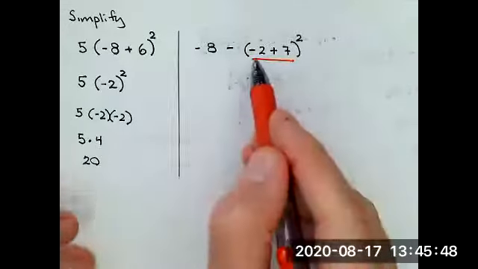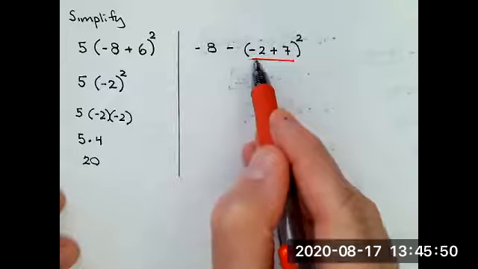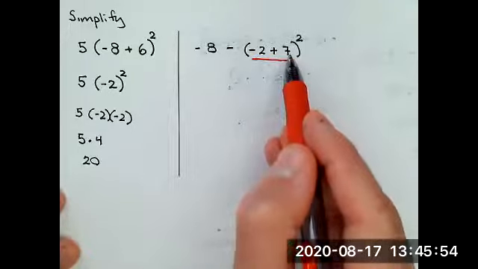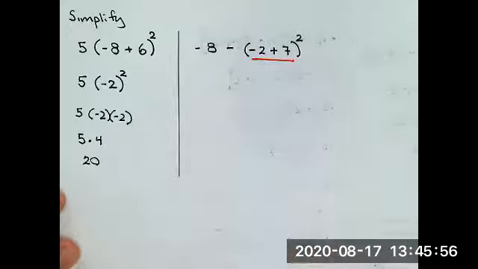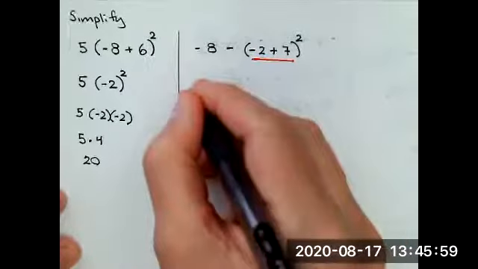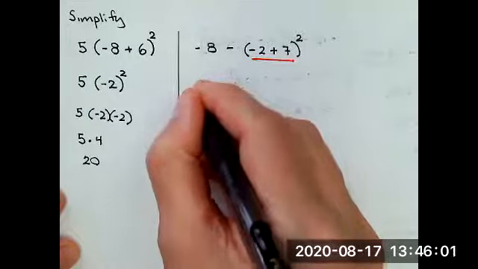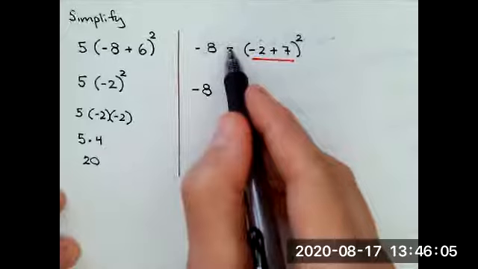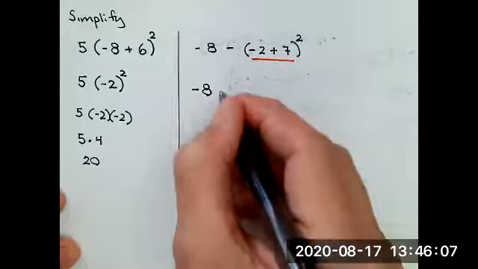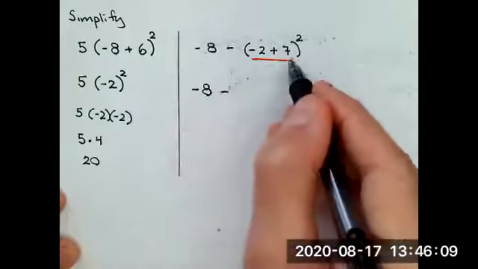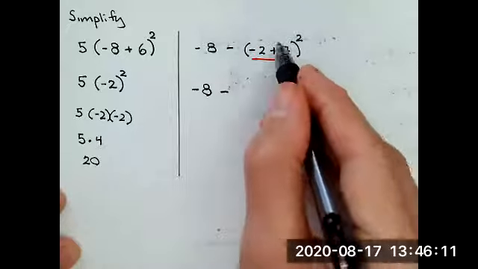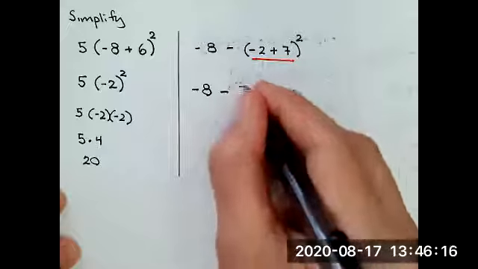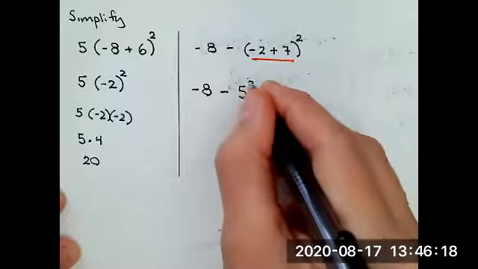So in this case, we'll simplify the inside of the parentheses first. -2 and +7 have different signs. So we subtract, and that's going to be +5. So I'm going to bring down this minus. The result of this operation is positive, so I no longer need the parentheses. It's just going to look like this.